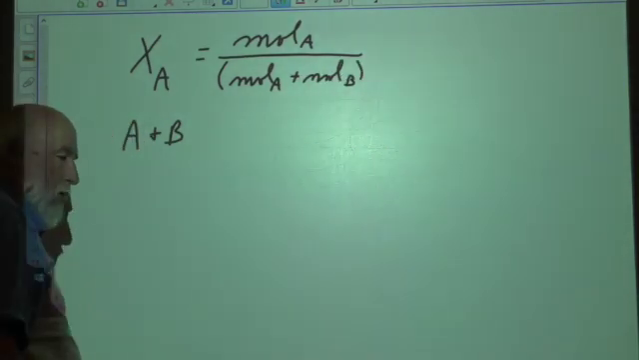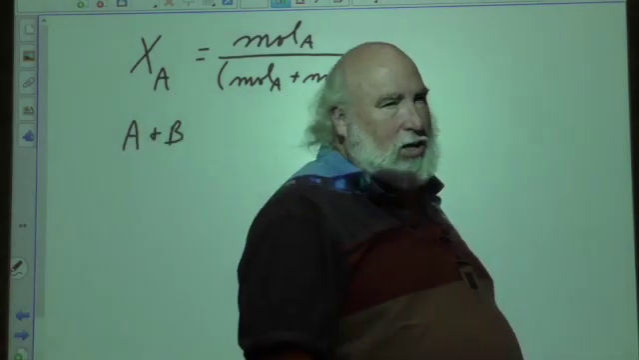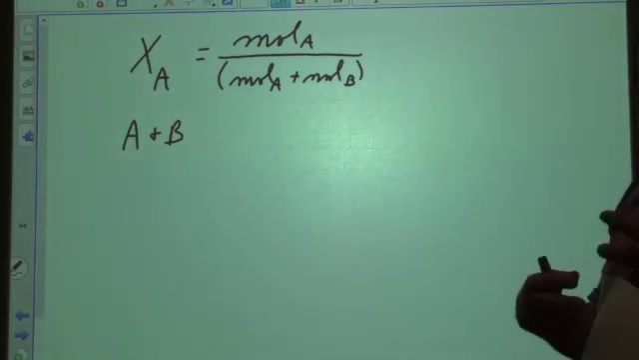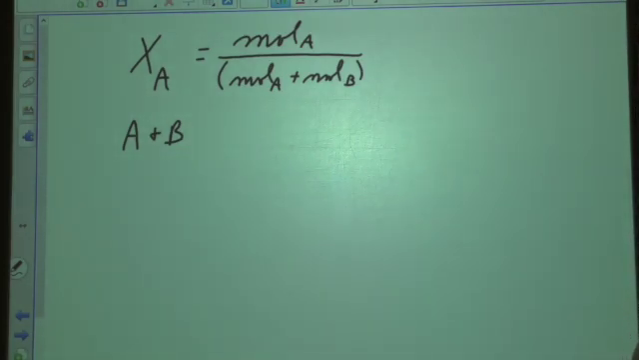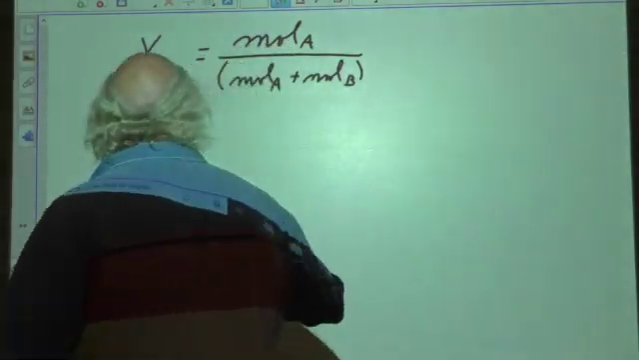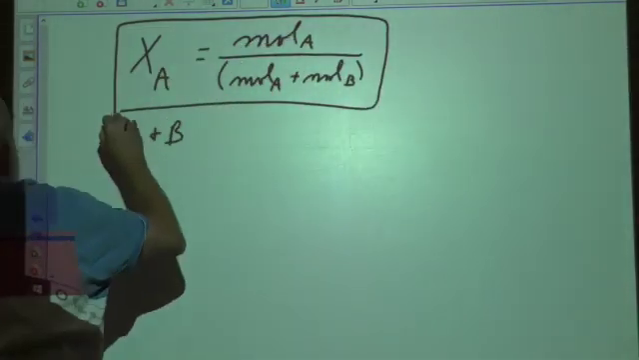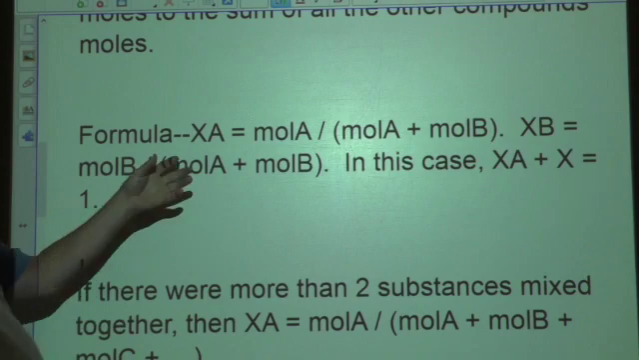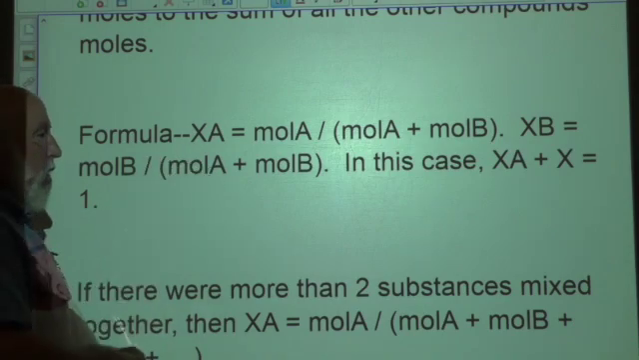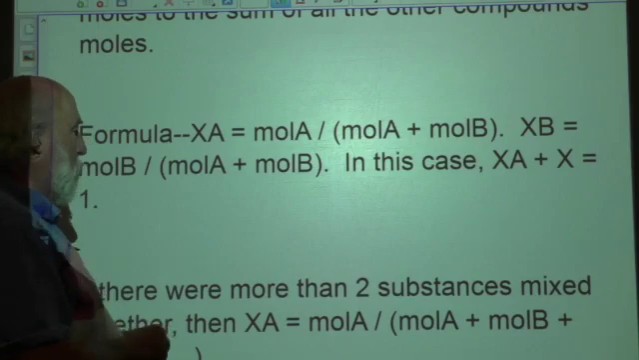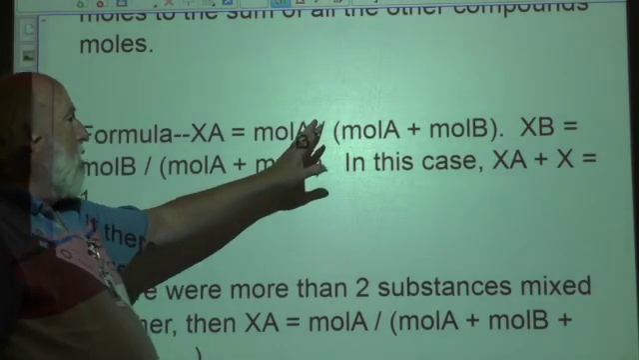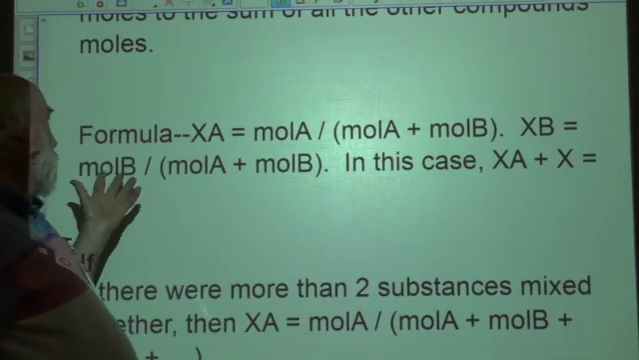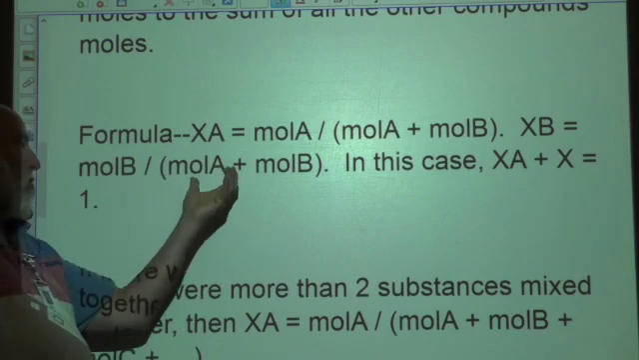And if you recall, you simply find moles by taking the mass of the substance that you have and converting it to moles by multiplying by 1 mole over whatever you get in the periodic table. So this is the formula that we're looking at here. X sub A equals moles of A divided by the sum of moles of A and moles of B. And you can do X sub B the same way: moles of B divided by the sum of the moles of A and moles of B.